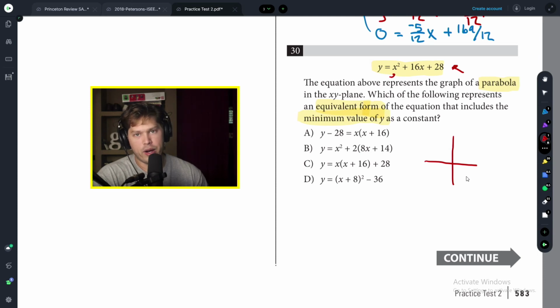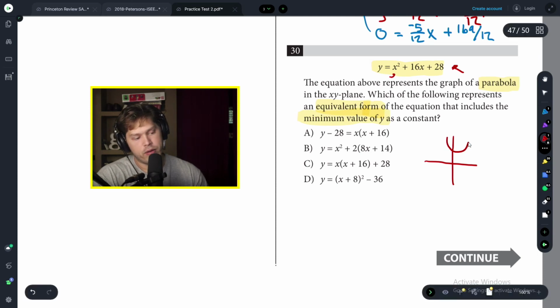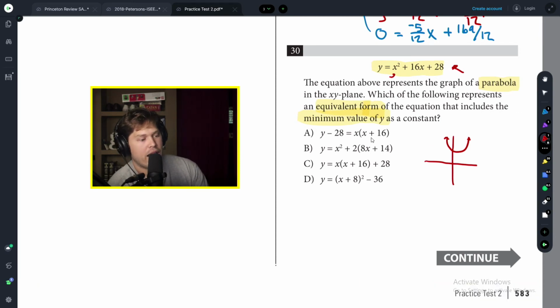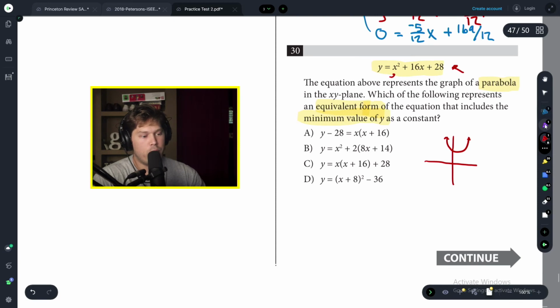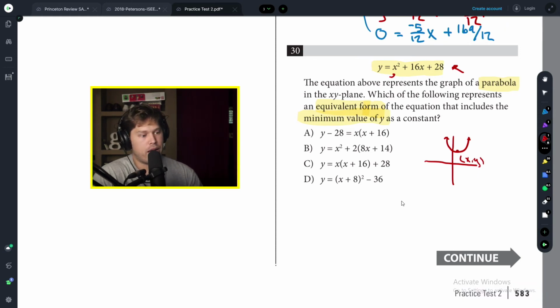I don't know where my parabola will be, but it will look something like this, right? We at least know that. This is a normal positive parabola. And we're asked to rewrite this equation in a form that includes the minimum value of y as the constant. So what would be the minimum value of y? Well, it would just be this bottom point here, and it would be some x and some y value. What is this bottom point called? It's called the vertex of your parabola, right?